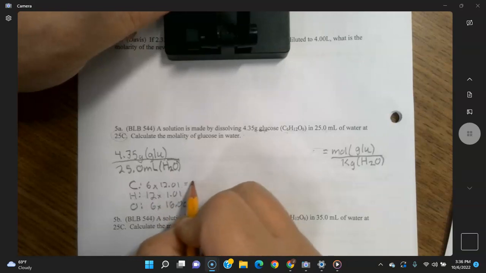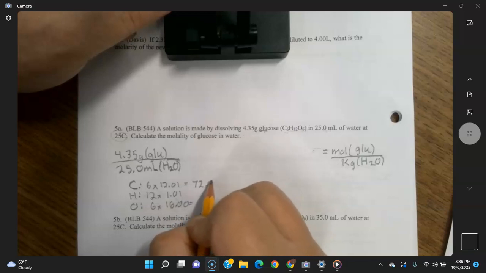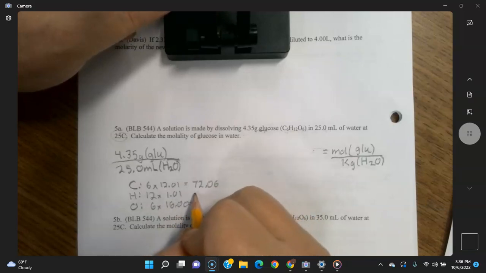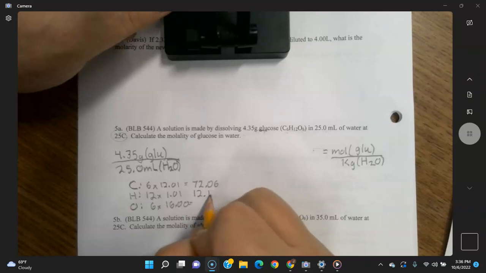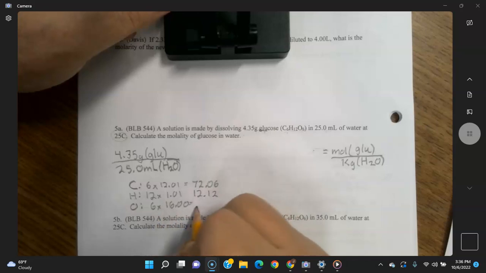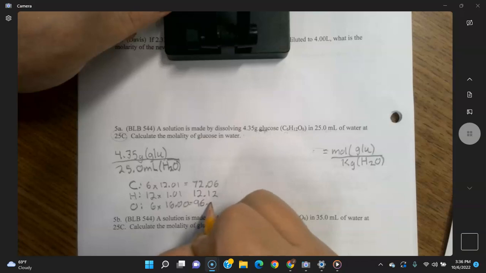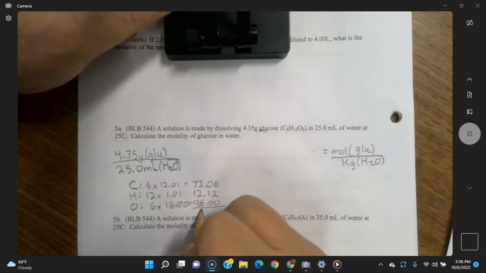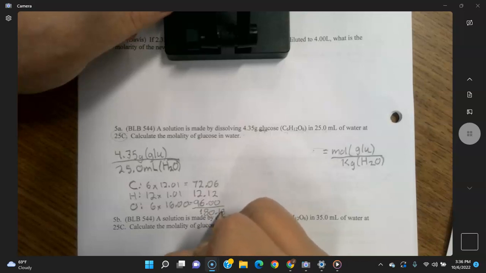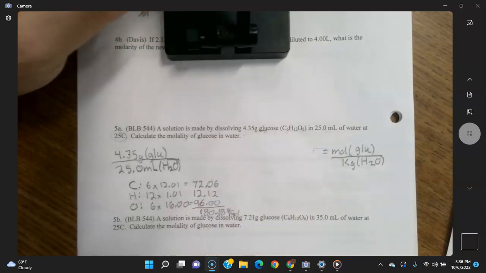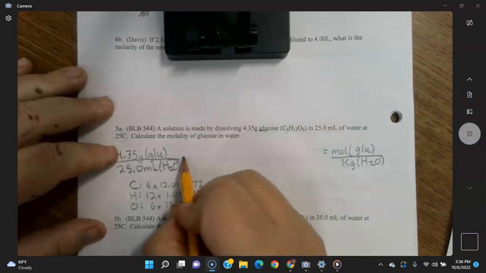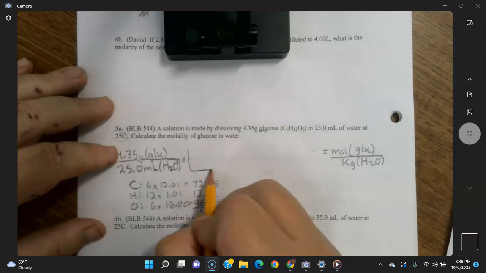So this one is going to be 72.06. This one is going to be 12.12. And this one is going to be 96.00. And if you add all those up, you're going to get 180.18 grams per mole of glucose. Okay, so I'm going to come up here and make a molar mass conversion to get the moles.